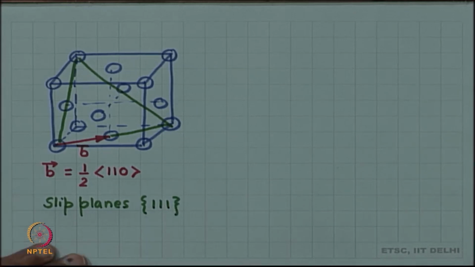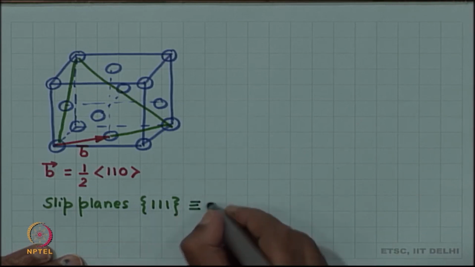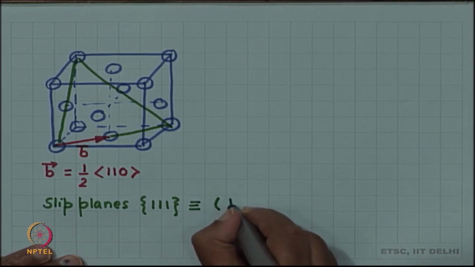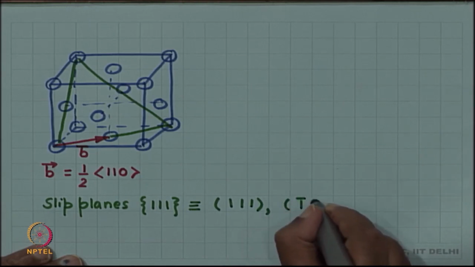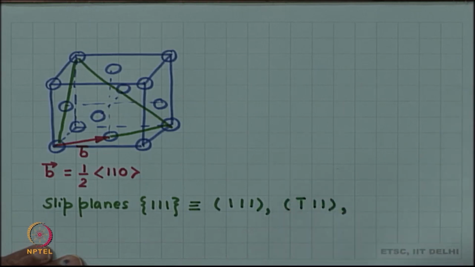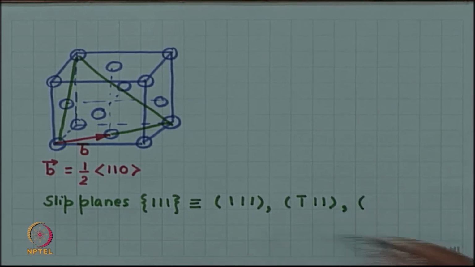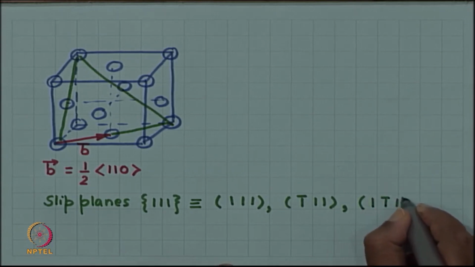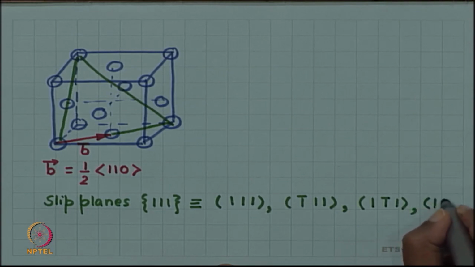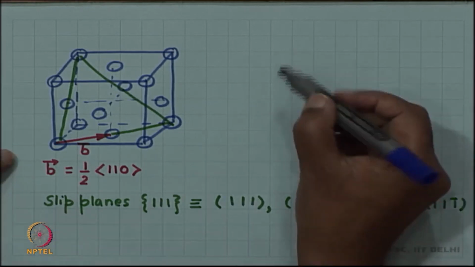But remember, this 111 family of planes actually means 4 different planes, and they are 111, bar 111, and so on. It may be useful to refresh your crystallographic videos if you are having difficulty in recalling these. So, 4 such planes are there. Let me draw a unit cell again.